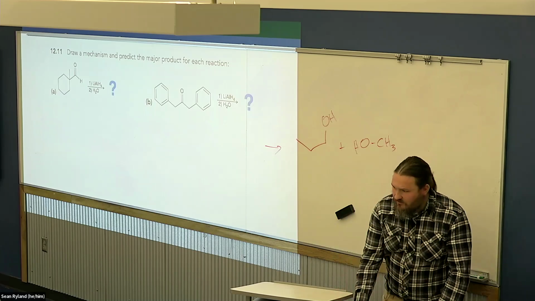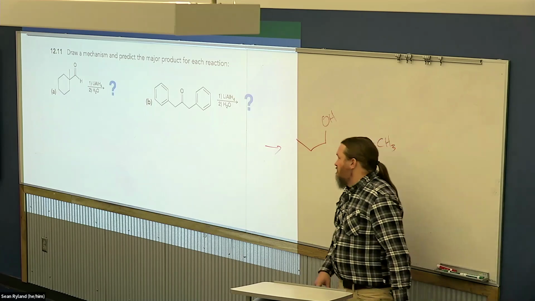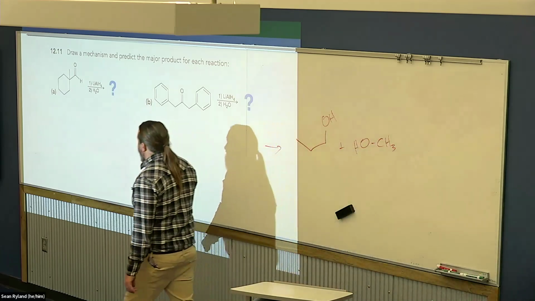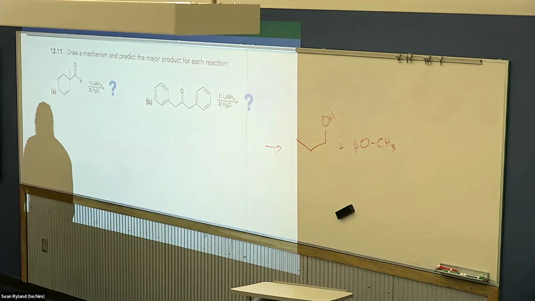Anything tricky about these? Find your carbonyl, turn it to an alcohol.